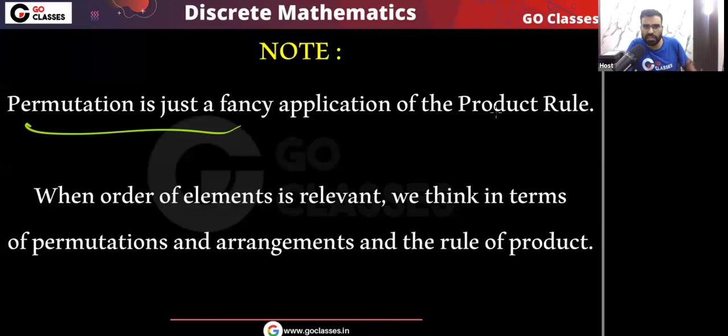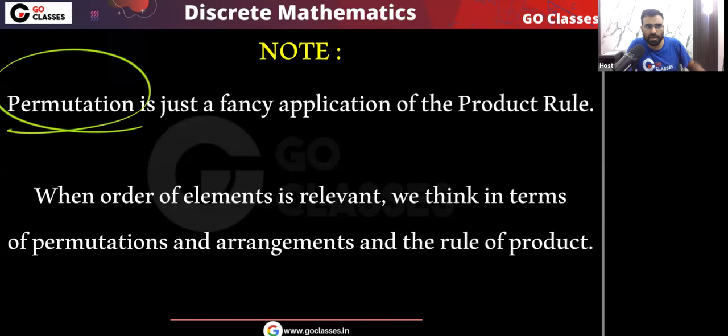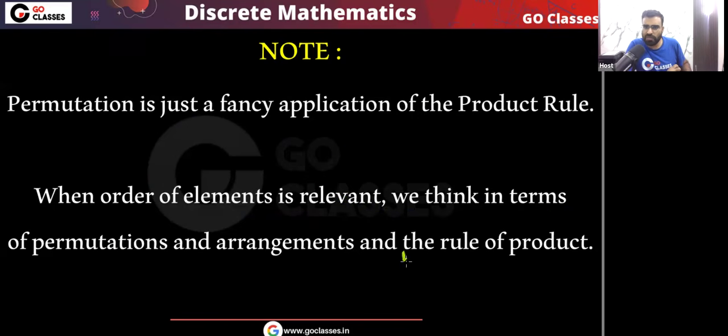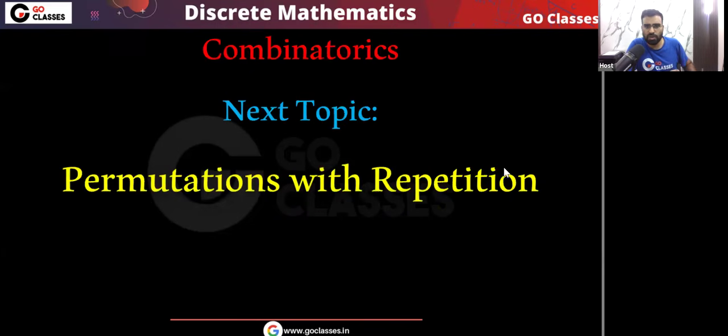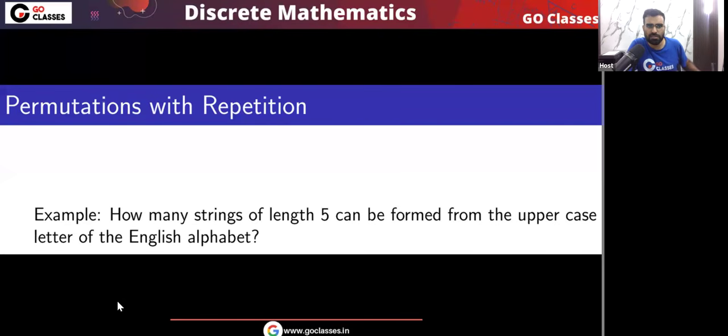So this is a note that we have already seen in the previous lecture, that permutation, or I can say arrangement, is just a fancy application of the product rule. Whenever the order of elements is relevant, we can think about permutation. And remember, whenever there is a permutation related question, you can apply the product rule and solve it. So let's solve some questions related to permutations with repetition. With practice, this topic will become very clear. So let's solve this question.